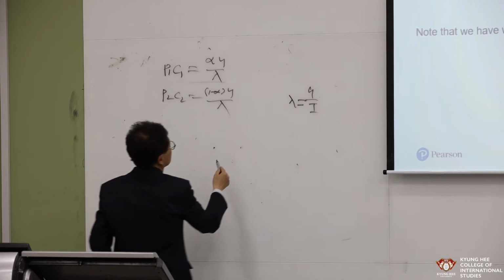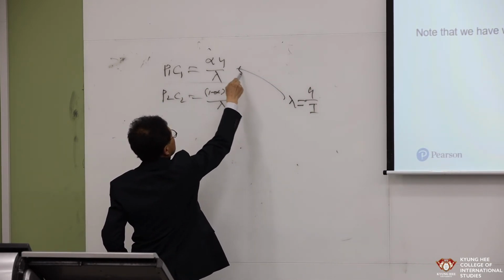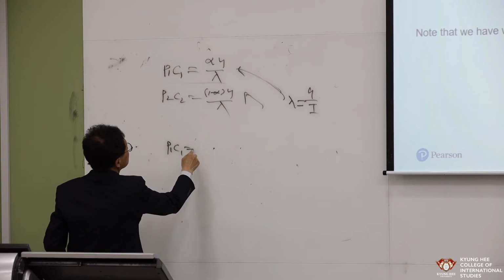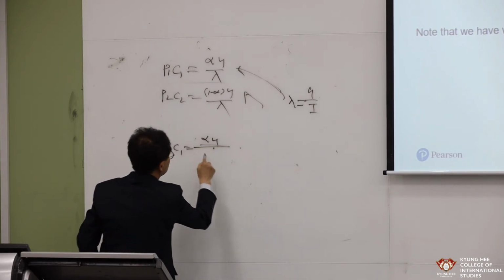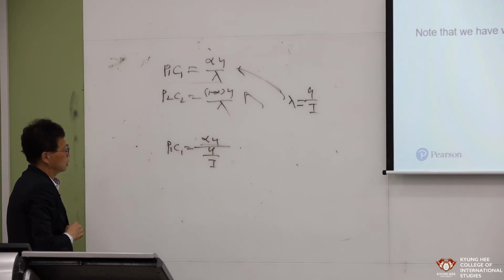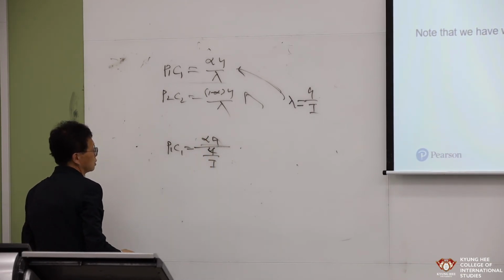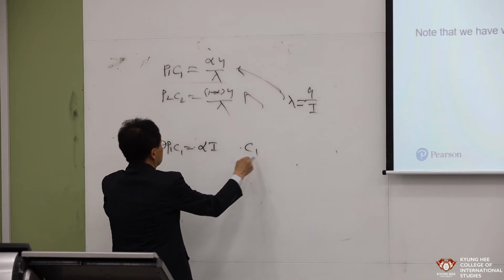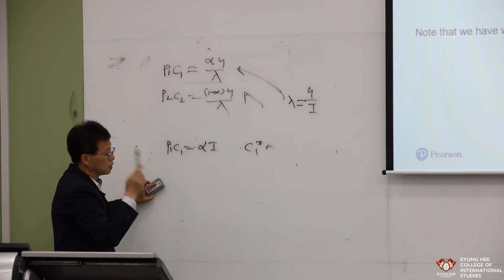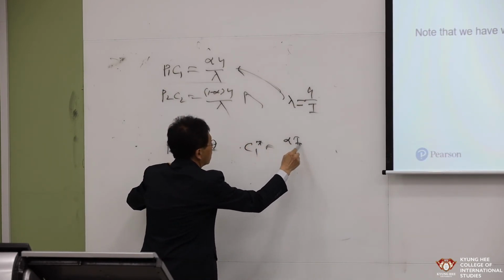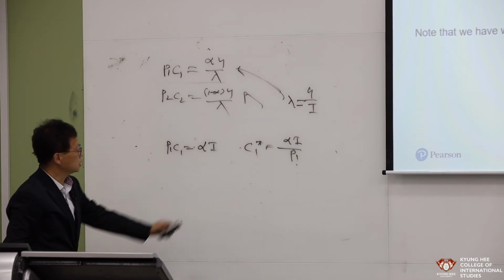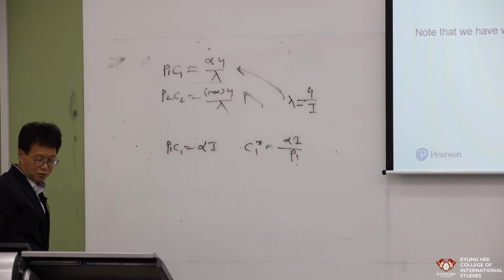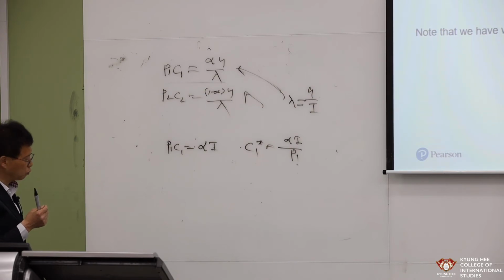That means, inserting this one here and here, first this one. Then P1C1 is equal to alpha U divided by U over I, isn't it? Then U disappeared, and that is alpha I. In other words, C1 star, the optimal demand for good 1, is equal to alpha I over P1. That is the optimal demand for good 1, the solution of the utility maximization problem when the utility function is Cobb-Douglas format.